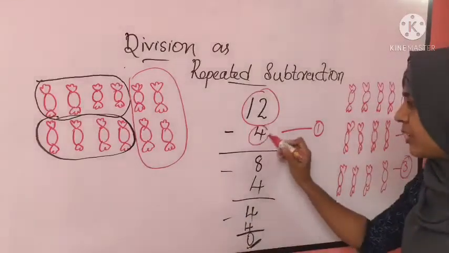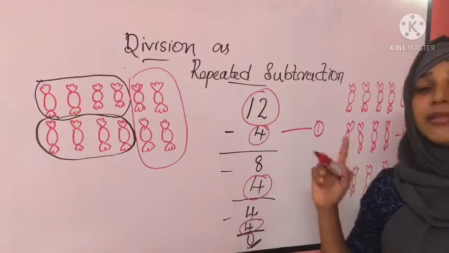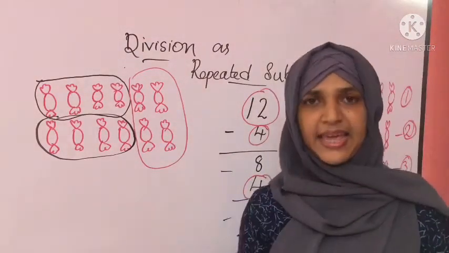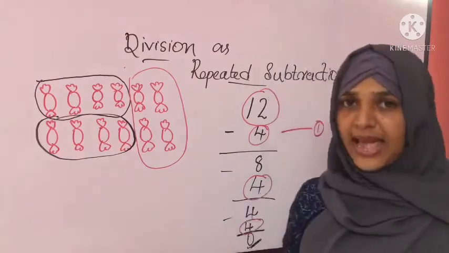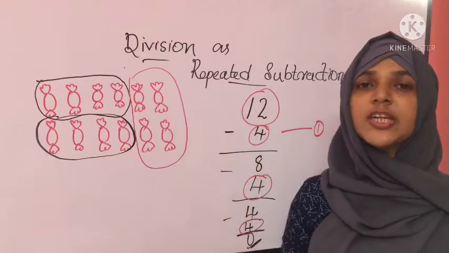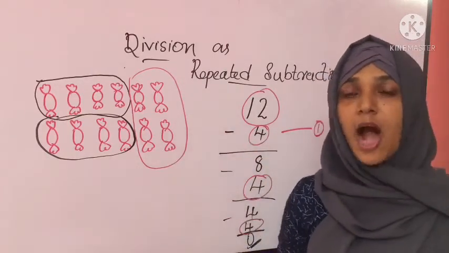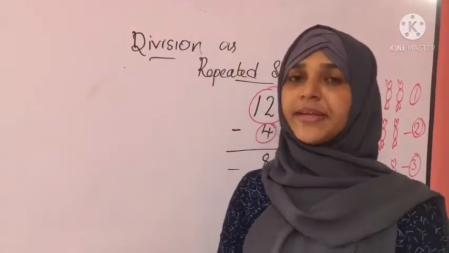We subtracted 4 here, again 4 here and again 4 here. So the same number is subtracted again and again, and this is called repeated subtraction. And this repeated subtraction can be represented in division. How can we represent it in division? How can we write that?